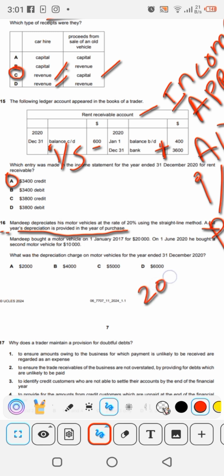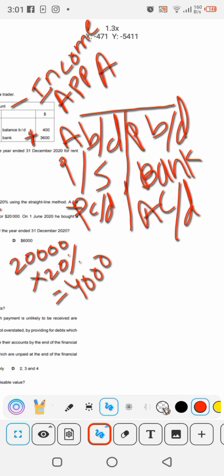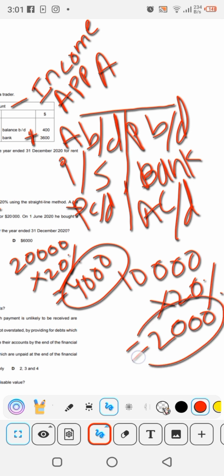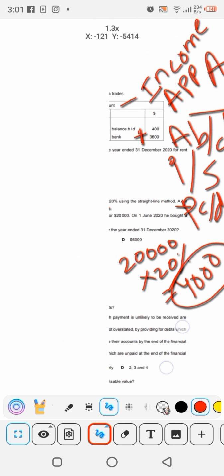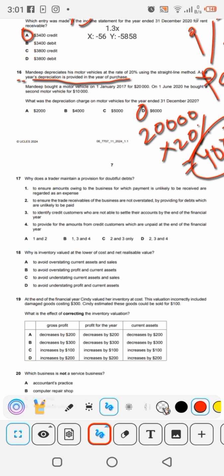So because there is a full year depreciation, this is not a very complicated question, so we will simply depreciate 20,000 by 20% and then 10,000 by 20%. So 20,000 by 20% gives 4,000, and then 10,000 by 20% gives you 2,000. Then we will add both of them, which will give us the answer of 6,000, part D.